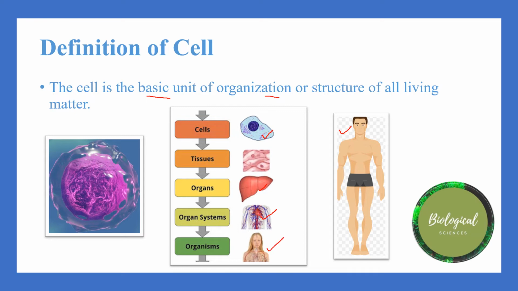So this is something like the cell becomes the very basic unit here of any living organism. All living organisms, whether unicellular like bacteria or multicellular like plants, animals, humans, are all made up of cells, right?